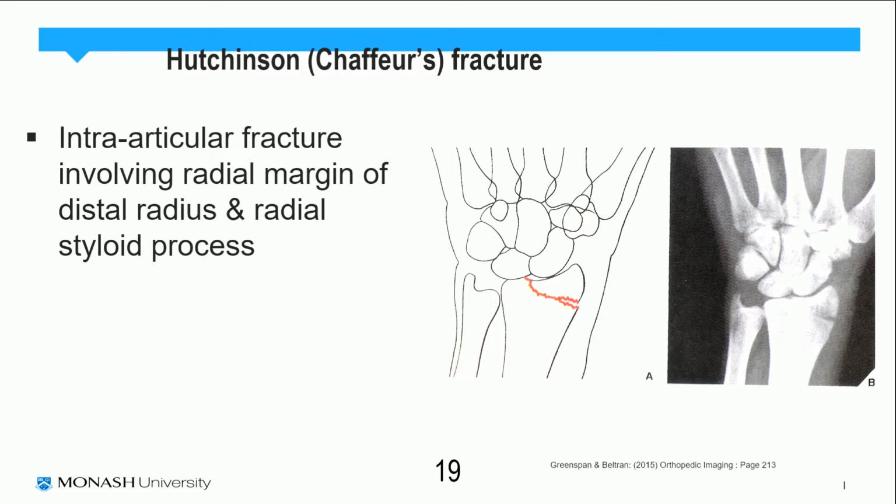Another fracture is Hutchinson's, which is also called Chauffeur's fracture, and it's an intra-articular fracture which involves the radial margin of the distal radius as well as the radial styloid process.